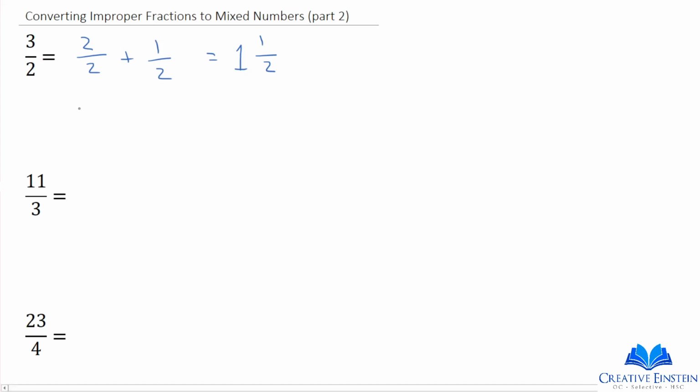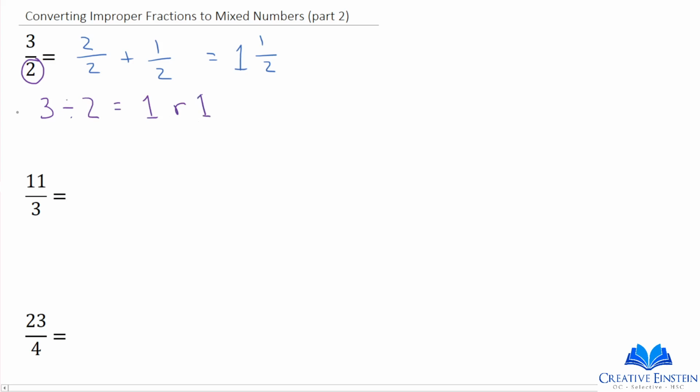So let's take a look at the shortcut. What you're actually doing here is figuring out how many times 2 goes into 3. So we're actually doing 3 divided by 2. 3 divided by 2 is 1 with a remainder of 1.